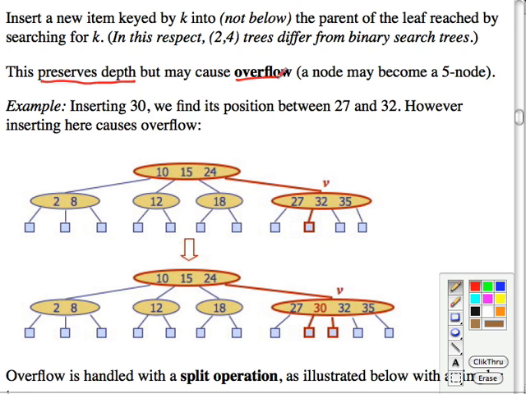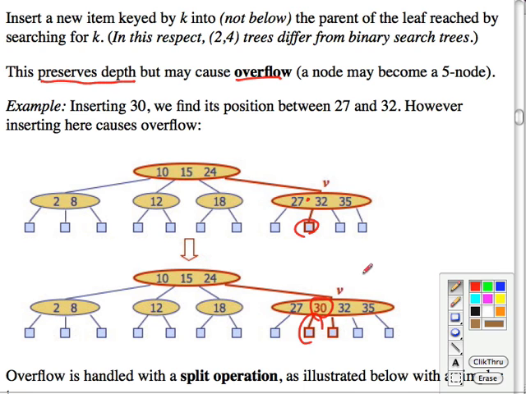But the problem is it may cause overflow. So a node may become a 5 node. The example here is inserting 30. And we check it's greater than 10, greater than 15, greater than 24. We go down here. It's greater than 27, less than 32, so we expected it here. So we're going to insert it right here and make a new leaf node, and that's what's been done right here. We've got the new 30 inserted and a new leaf node.